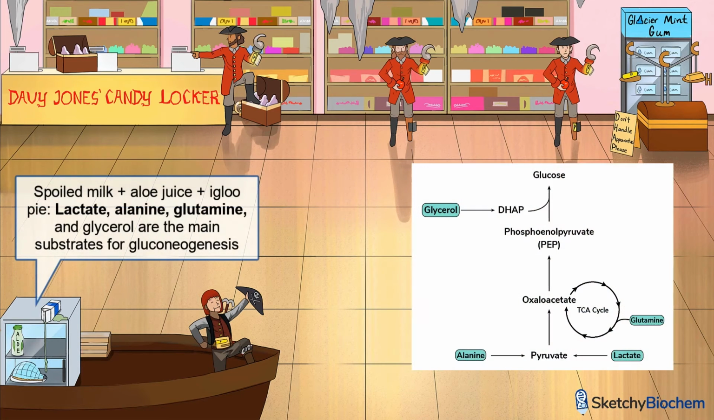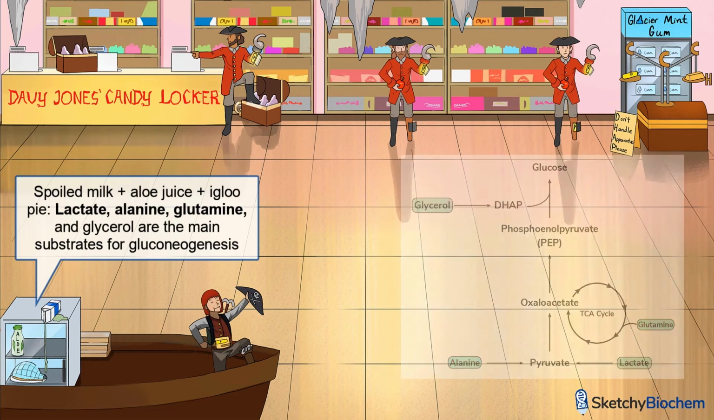The spoiled milk, aloe juice, and igloo pie represent lactate, alanine, and glutamine respectively. Lactate and alanine are directly converted to pyruvate. Glutamine enters gluconeogenesis via alpha-ketoglutarate, a TCA cycle intermediate. Just a side note, all TCA cycle intermediates can turn into glucose except for acetyl-CoA.